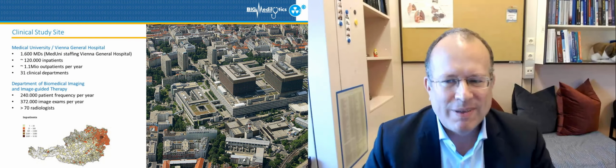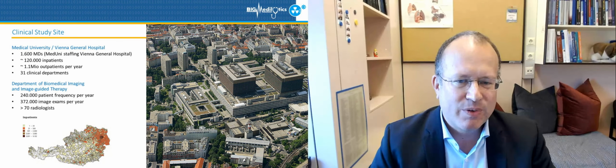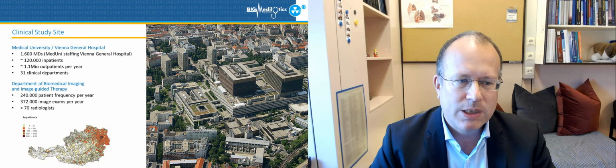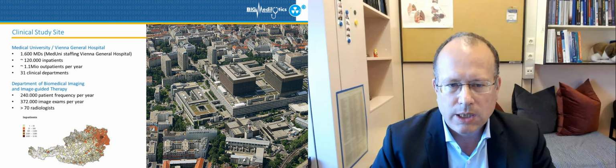Thank you very much. My name is Helmut Prosch. I'm a thoracic radiologist working here at the Medical University of Vienna. You see here our hospital in the center of this picture. This hospital is one of the largest in Europe. We see more than 240,000 patients a year and perform more than 370,000 images a year. And all of these images are read by 70 radiologists, and the number of images is increasing every year.